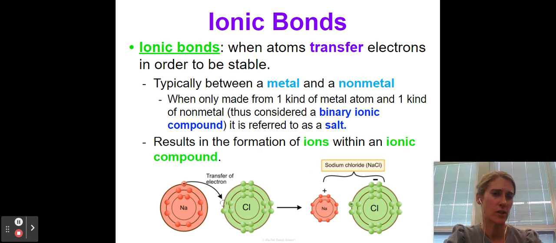So it results in the formation of ions within an ionic compound. And here is an example of a transfer. So remember that when sodium loses that electron, it becomes slightly smaller, because if it loses an electron, its cloud will become smaller, it loses that energy level. And chloride, although it doesn't appear to be that much bigger, it is slightly bigger because it's going to gain an electron.